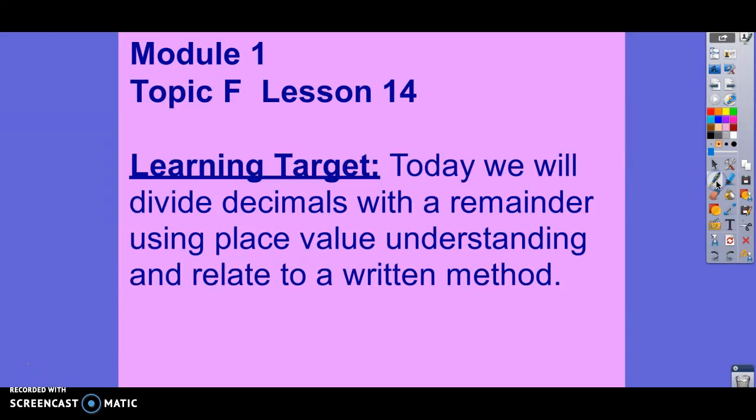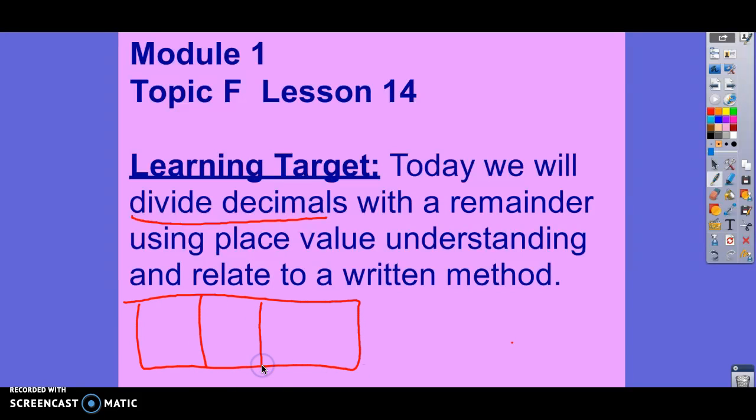Today we're going to work with our fourth mathematical operation involving decimals. Take a moment, write your learning target in your math journal. Today we will divide decimals with a remainder using a place value understanding and relate to the written method. So we're going to be using the place value chart as we divide and also use the standard algorithm to divide whole numbers into a decimal.